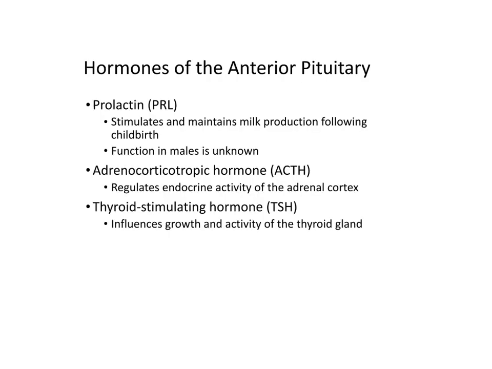Prolactin stimulates and maintains milk production following childbirth. It exists in males, but the function is unknown. Adrenocorticotrophic hormone regulates endocrine activity of the adrenal cortex, so that's the adrenal glands. And then thyroid stimulating hormone influences growth and activity of the thyroid gland.